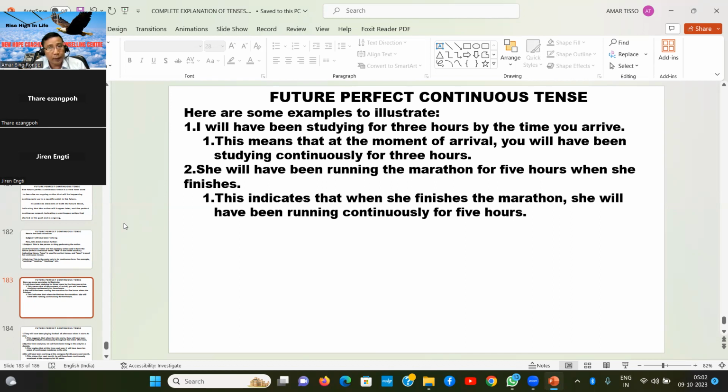Perfect, because 3 hours are already completed, but it is still going on by the time you arrive. This means that at the moment of arrival, you will have been studying continuously for 3 hours.